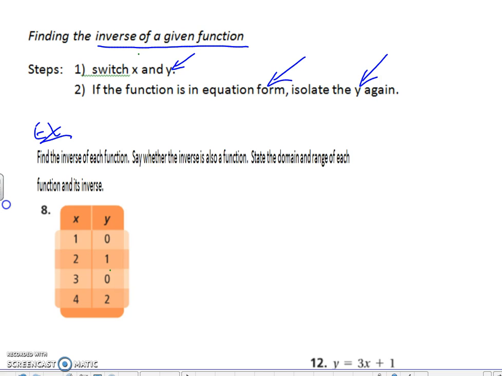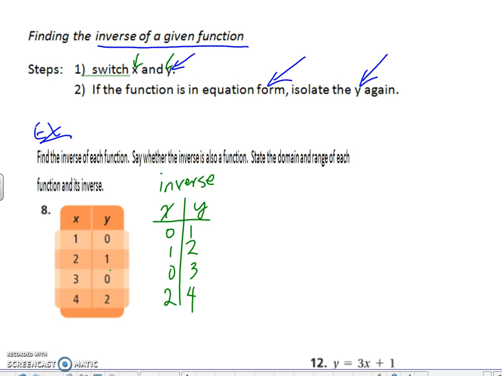Well, according to this, I just switch the x values and the y values. So my new function, the inverse, would simply be, instead of 1, 0, it would be 0, 1. 2, 1 becomes 1, 2. 0, 3 becomes 3, 0. And 2, 4 will be my last one. Folks, this is my inverse, okay?